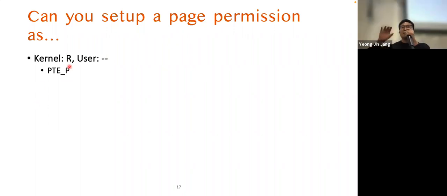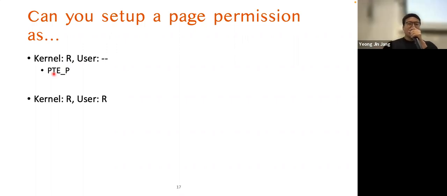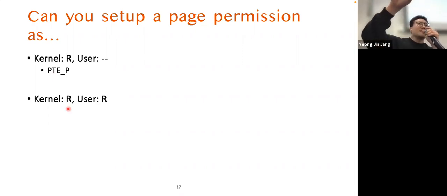If you want to set a specific memory region to be read-only for the kernel, but inaccessible by the user, how you can do that is to just set PTP. Then the memory is inaccessible from the user because there's no PTU, and it's not writable, so it is kernel read only. So we can have this kind of memory permission arrangement by setting only PTP in the page table entry. And then suppose you want to make a certain memory region read only to both the operating system kernel and also the user application.